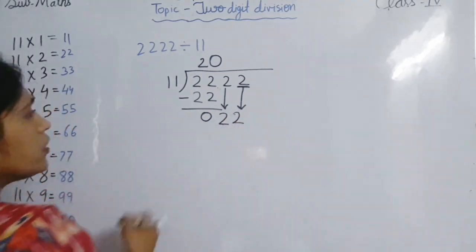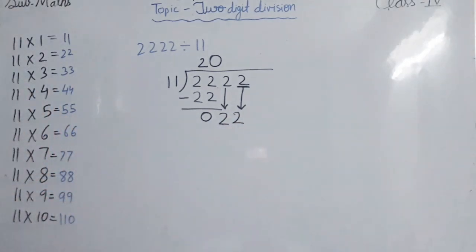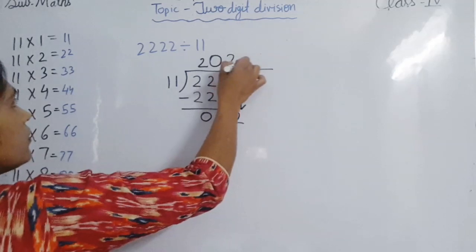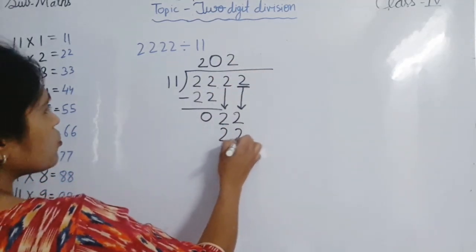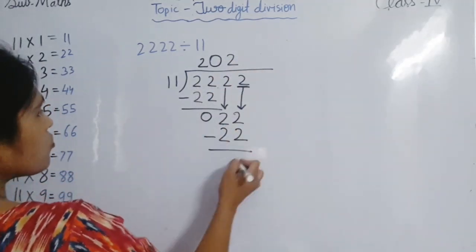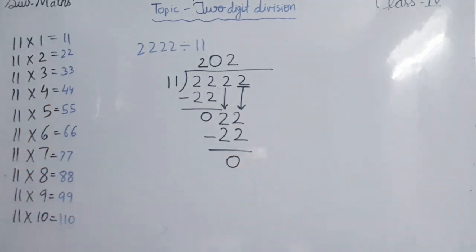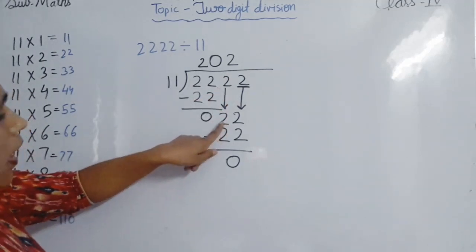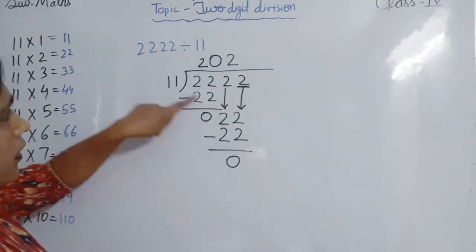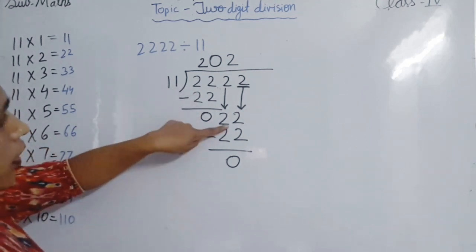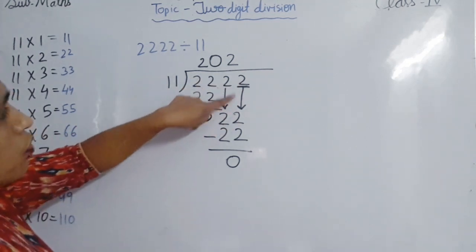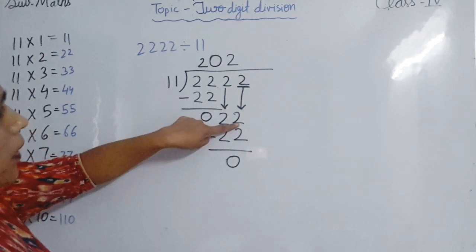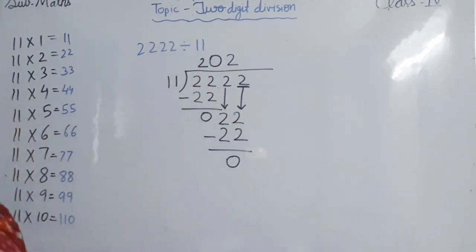So now we have 22. Now easily we can divide: 11 twos are 22. So 22 minus 22 is again 0. What is important here? If you take one number and it is not able to be divided by the divisor, and you take the next number, then before taking the next number you have to write 0 here. Clear?